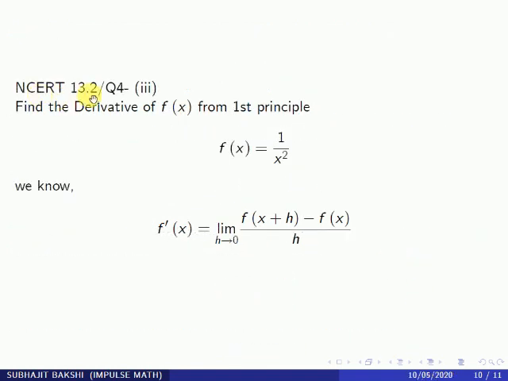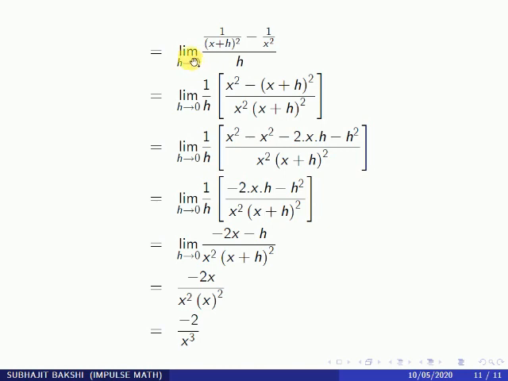Here I consider another problem, NCERT 13.2, question number 4.3, that is, find the derivative of f(x) from the first principle, f(x) equal to 1 by x square. We know that f dash x equal to limit h tends to 0, f(x plus h) minus f(x) by h. If we put the values here, it is limit h tends to 0 of 1 by (x plus h) whole square minus 1 by x square, all by h. By simplifying this, we get limit h tends to 0 of minus 2x minus h by x square into (x plus h) whole square. By simply putting h equal to 0 here, we get minus 2 by x cube. That is a simple calculation.